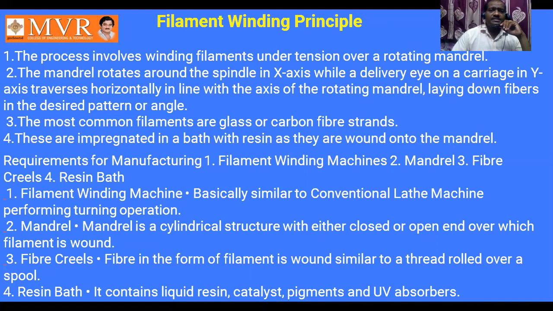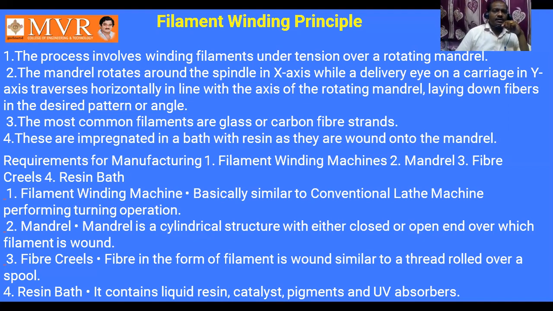So these are the basic 4 steps that have to be followed for filament winding. A mandrel should be present, fibers have to be present, and the mandrel should be rotated. And then the wires that are going to be sent should take a path through a resin. And resin is the material with which we are going to improve the quality of the fibers up to what we need.